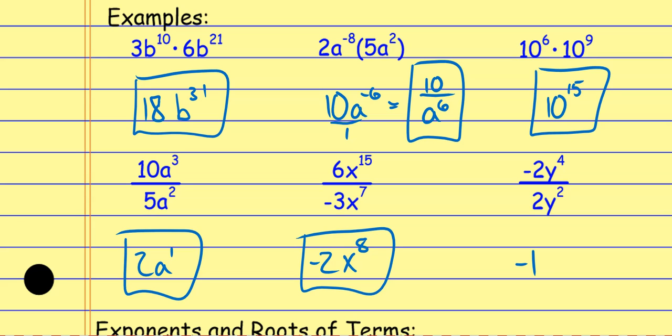Once again, I subtract the exponents. So when I do y to the 4th divided by y to the 2nd, I subtract the exponents. That's y to the 2nd. Okay?